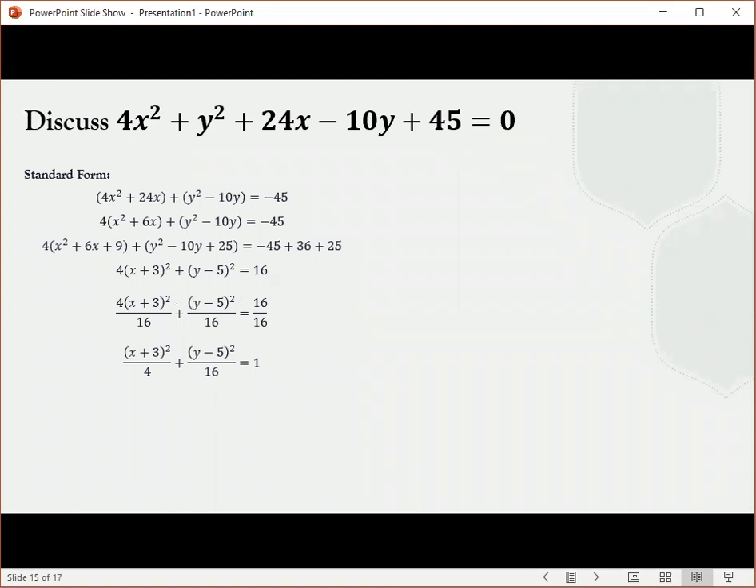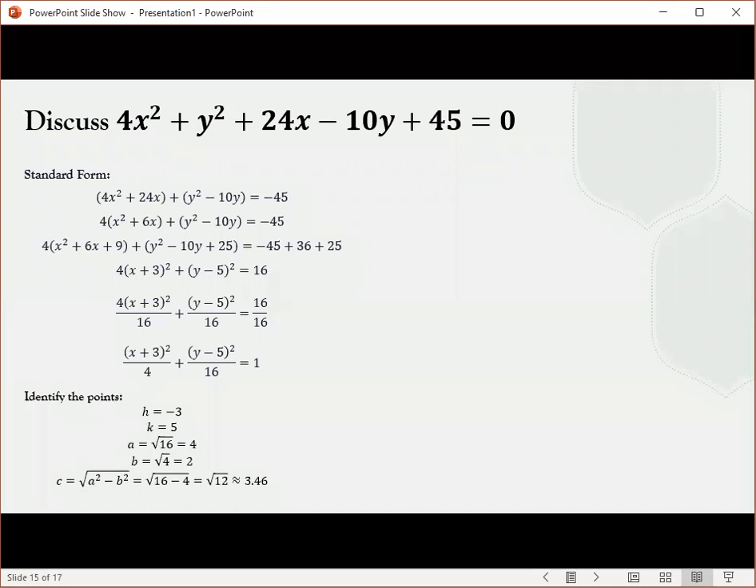So do you have the same standard form? Okay, very good. So we have the same answer. Correct. So it is clear now. Next, we need to identify the points.